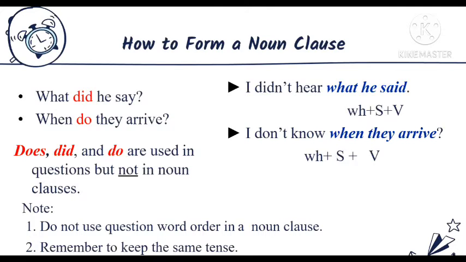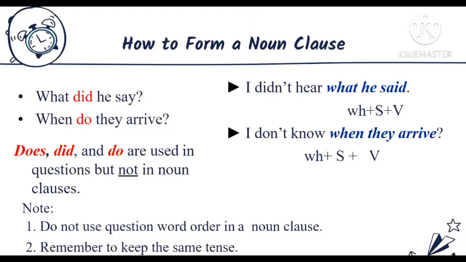What did he say? This is the question, the interrogative sentence. And the answer is, I didn't hear what he said. What he said is a noun clause which consists of a question word. The question word is what, he is a subject, said is a verb.